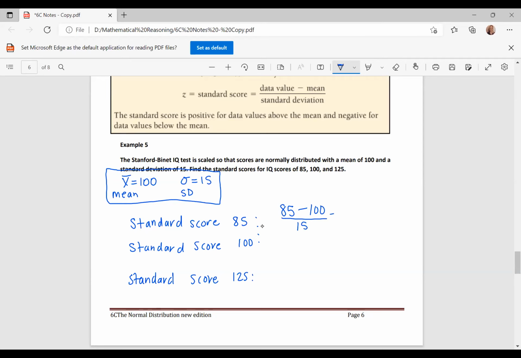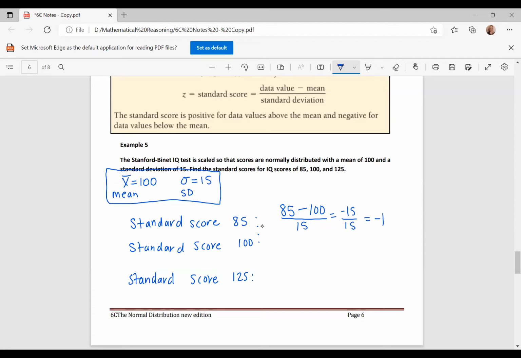You can type this all in your calculator at once. If you type it in that way, you need to make sure that you're using alpha y equals and typing it as a fraction. Or you can find the answer to the top, which is 85 minus 100, negative 15, and then divide it by the bottom. So negative 15 divided by 15 is negative 1.